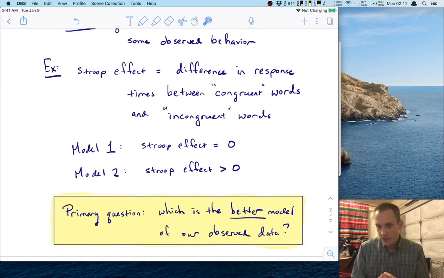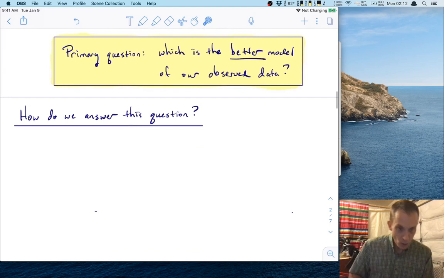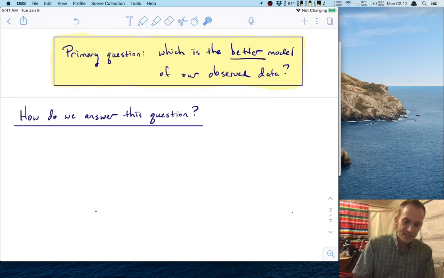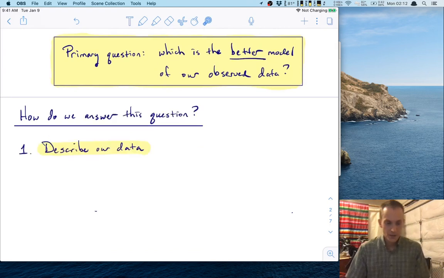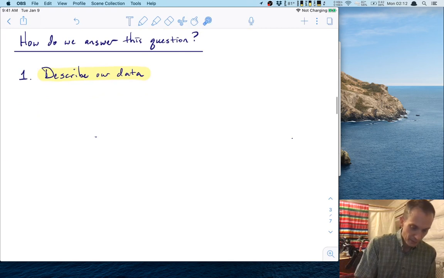The 30,000 foot view of the course is that we're going to learn how to answer that question. And that's going to be the tool that we use to do research. So your next question then obviously is, how do we answer this question? How do we decide which is the better model? Well, we're going to do two things.